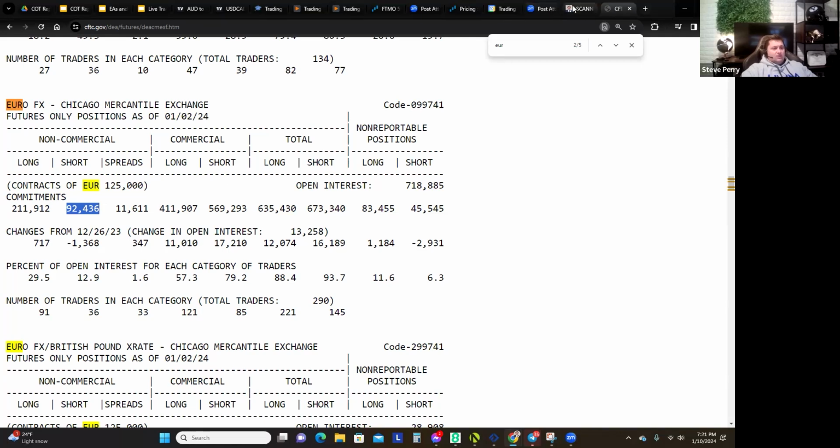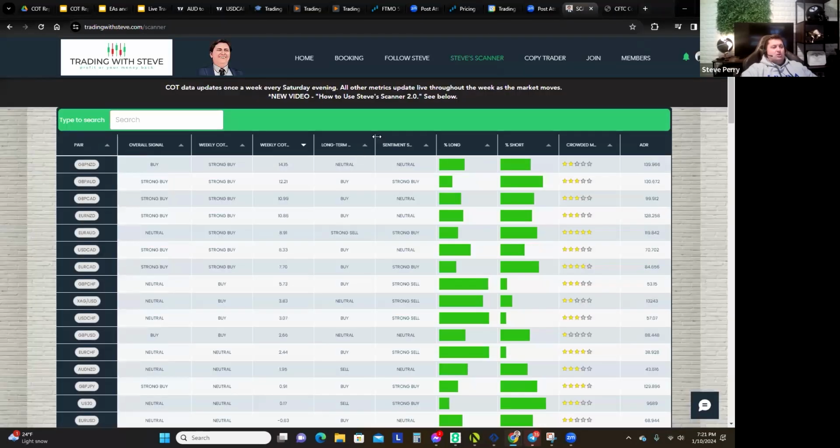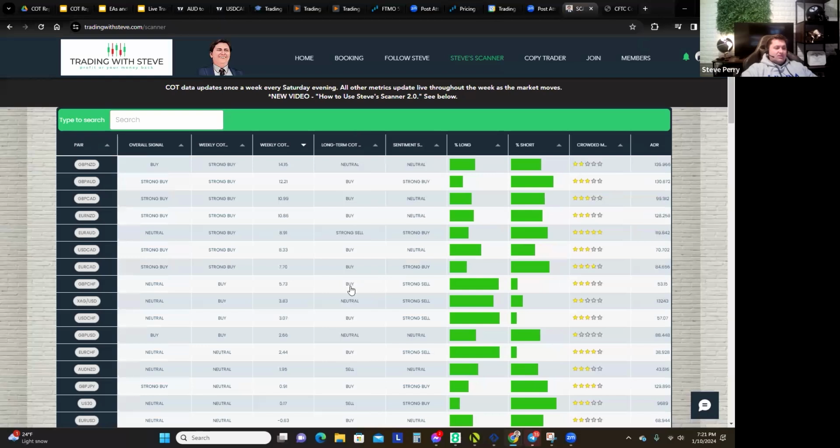Well, when you go over to the scanner over here, this long-term column right here, this signal has everything to do with non-commercials. So we do care about which direction they are going. Like with the pound Aussie, they've mostly been buying the pound Aussie over kind of like a longer term perspective. When I say longer term, this is like several weeks to several months at a time. So that's what you're looking at here when it says buy or sell or neutral.